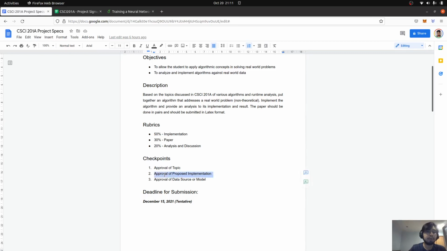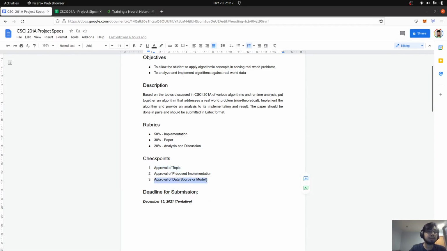The second checkpoint will happen sometime the second leg of November. Your proposed implementation, although I think maybe the second week of November might be a little bit too late. I'm not sure if it's quite early or too late, but hopefully it will give you time to actually perform the implementation by December. Okay? But in any case, these things are dependent on each other, meaning you cannot be approved of the proposed implementation without approving the topic first.